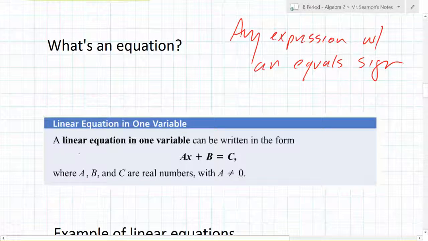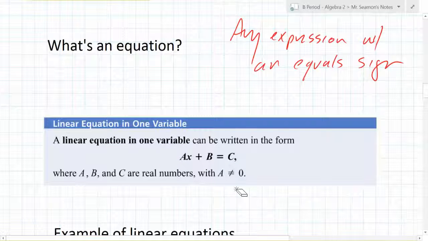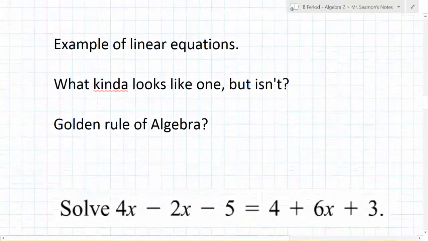So you've seen many of them before. For example, a linear equation in one variable. You might have seen something like this, ax plus b equals c. That is an equation because what does it have in it? An equal sign. It's really that simple. So even 4 equals 4. That's an equation. It's two things that are equal. Absolutely. So this is one type of equation. So there's lots of different things you can do.